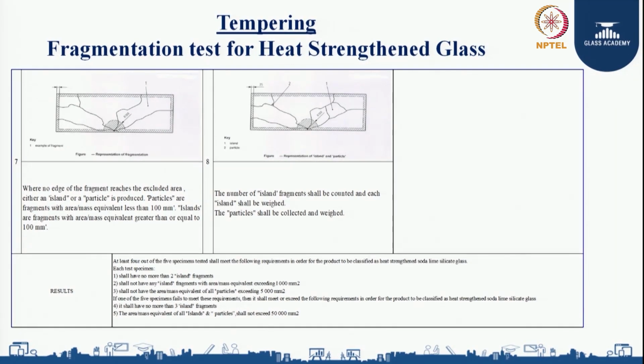When I am getting more than 100 mm, it is considered to be an island. So once the glass got broken, we need to see the number of islands and particles. The number of island fragments shall be counted, and each island shall be weighed. The particles shall be collected and weighed.